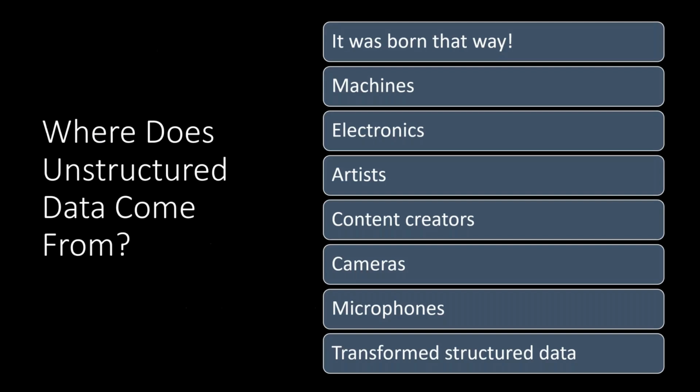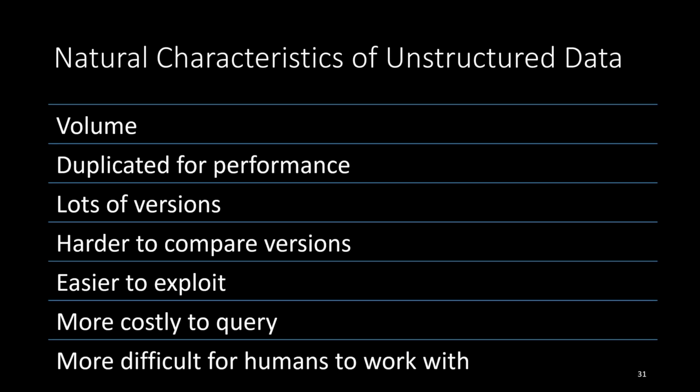These are just examples. Where does this data come from? Well, it was born that way. It comes from machines, electronics, artists, content creators, and physically from cameras and microphones, and it might be transformed from or into structured data, which is another reason why we should be managing it well. So, some natural characteristics of this unstructured data: a lot of it is duplicated everywhere for performance reasons, especially the media types, the digital images, microphones and recordings, and sensor data. I get it, but that just makes it even harder to manage and protect.